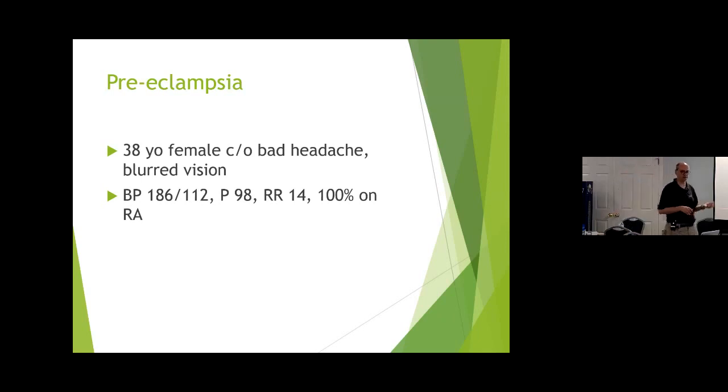Change gears a little bit and give you another case. Okay, 38-year-old female, bad headache, blurred vision. You get there and their blood pressure is this, 186 over 112. Heart rate's 98, otherwise 100% on room air.